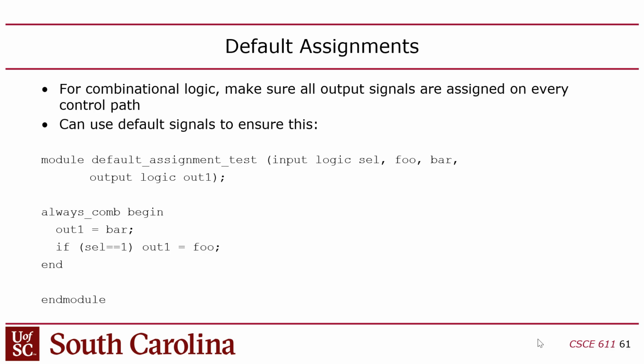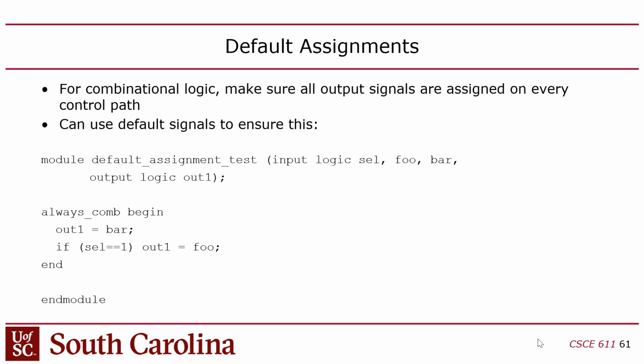So in this case, you'll see that I've got this default. At the beginning of the always, I set out1 here. And then I have this if statement, which can potentially change what I want out1 to be, right? But if I didn't have this line, if I just had the if, then out1 would only be assigned if select was 1. You guys with me? Right? What would happen then?